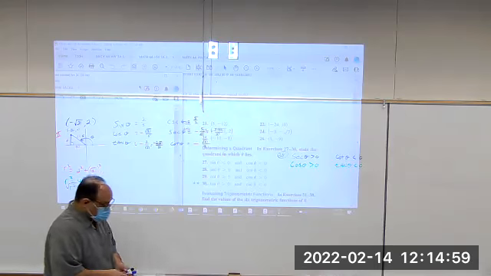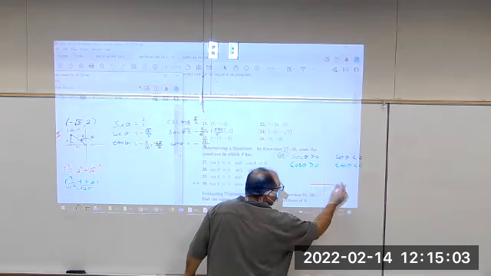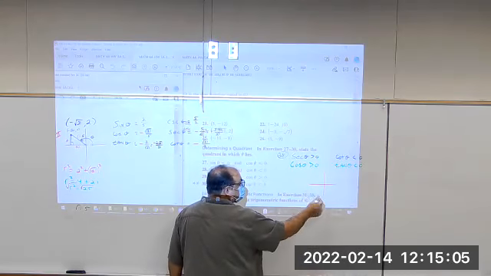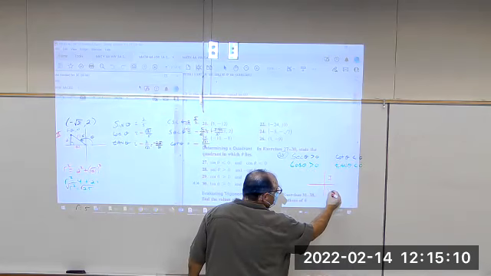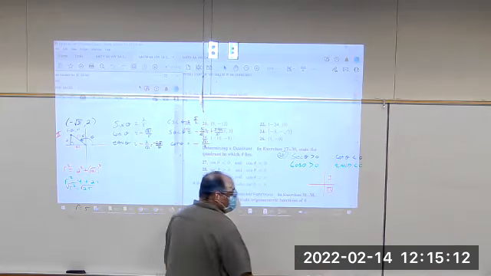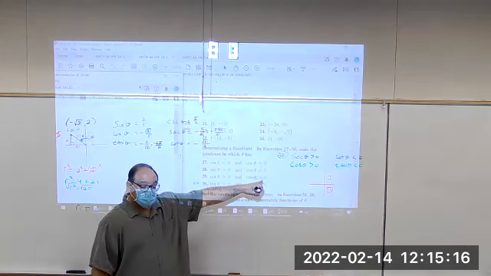Cosine is positive. It's basically process of elimination. Cosine and secant would be positive in quadrant 1 and quadrant 4. Those are the only two choices right now, because that's what cosine theta greater than 0 means.